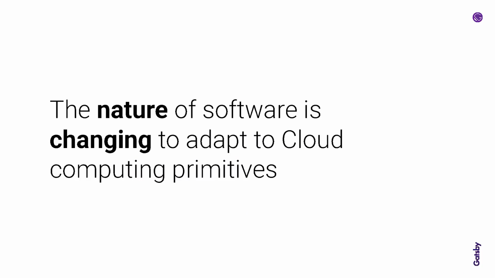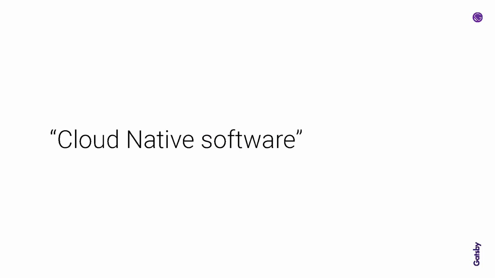And in order for that to happen, the nature of software is changing to adapt to work on cloud primitives. So it's moving from download software, run it, set up a database, et cetera, to drop-in software. It just hooks up to different APIs and starts running. And the general term for software which is native to the cloud is cloud native software.